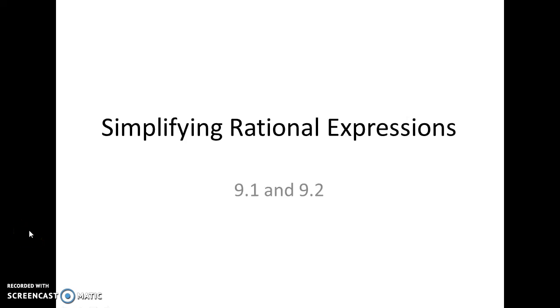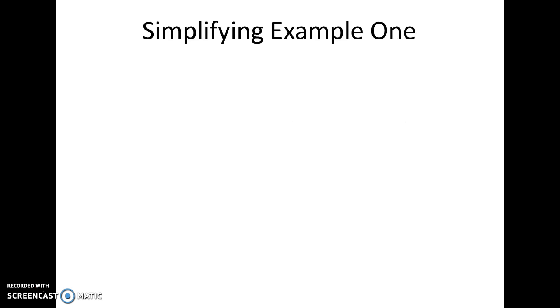So today I'll be talking about simplifying rational expressions. This is 9.1 and 9.2 in your textbook. First example, basically we're looking for common factors we want to cancel out.